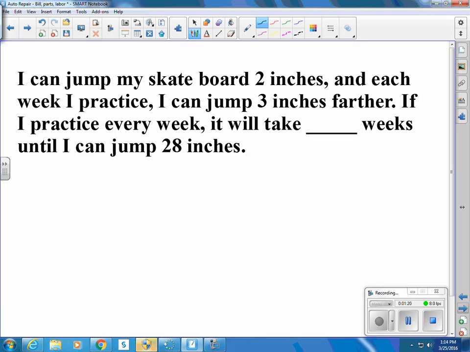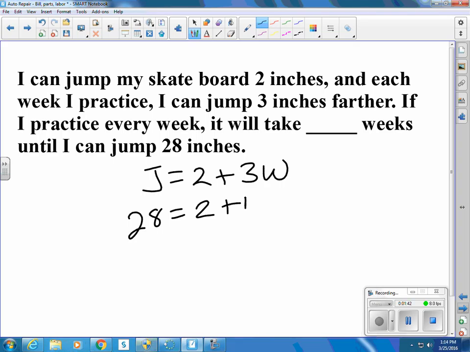I can jump my skateboard 2 inches, and each week I practice I can jump 3 inches further. If I practice every week, it will take how many weeks until I can jump 28 inches? So my jump is equal to how far I can jump now plus how much further I can jump every week that I practice. And my jump's going to be 28 when I practice enough. And so I need to find out what that W is.